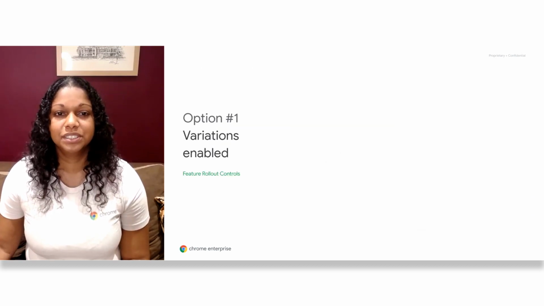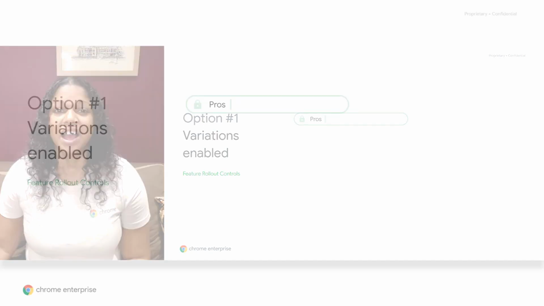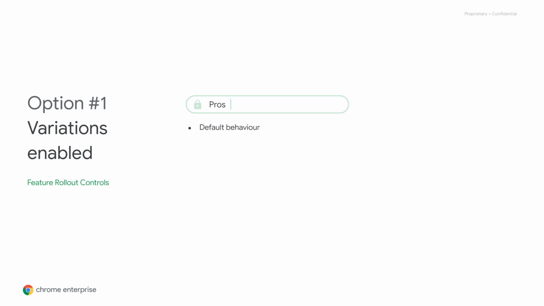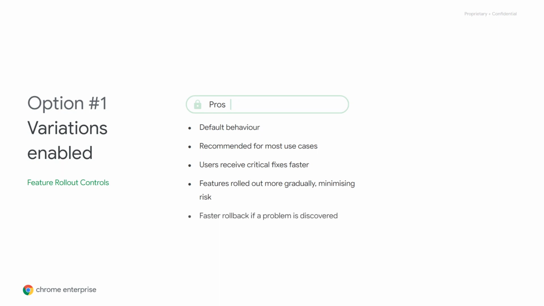The first option, variations enabled, is the default behavior. And it's what we would recommend for the vast majority of use cases. Users will receive critical security and bug fixes faster, while features get rolled out to users more gradually, minimizing the risk and impact of incompatibilities. And if a problem is discovered, we can roll back much faster by just turning the relevant feature off.